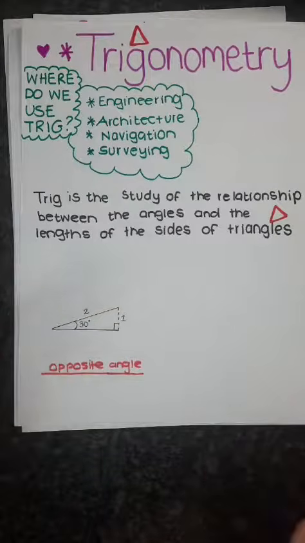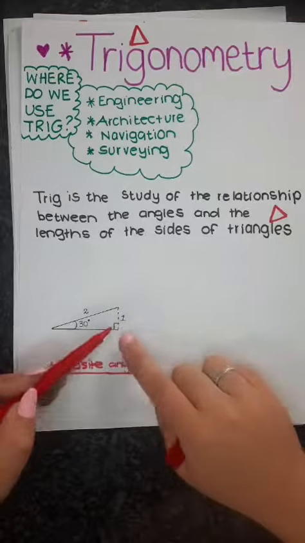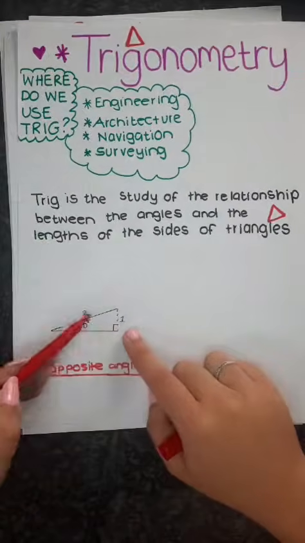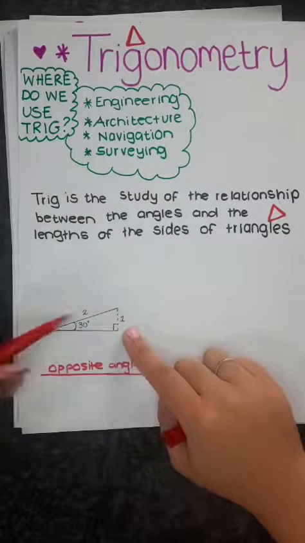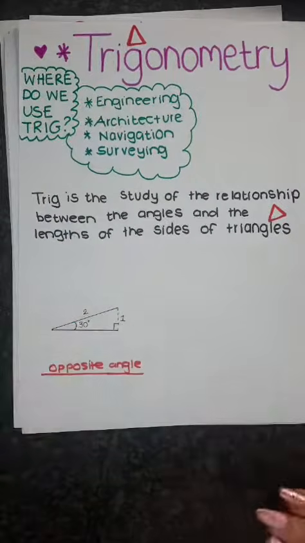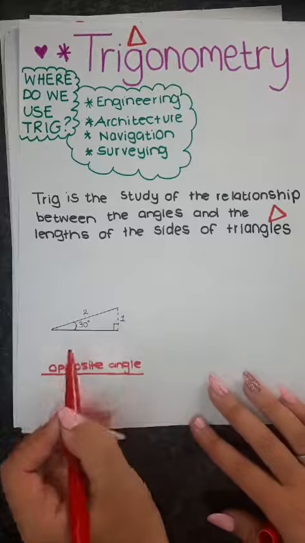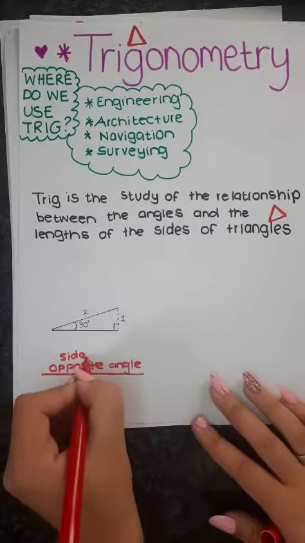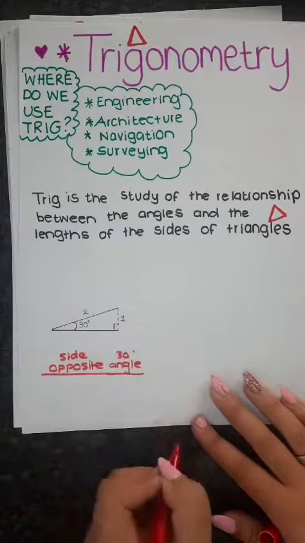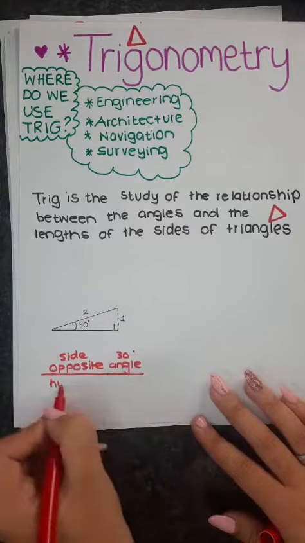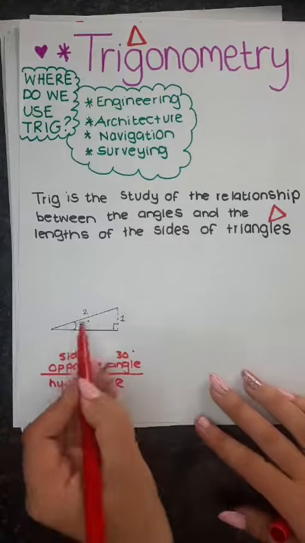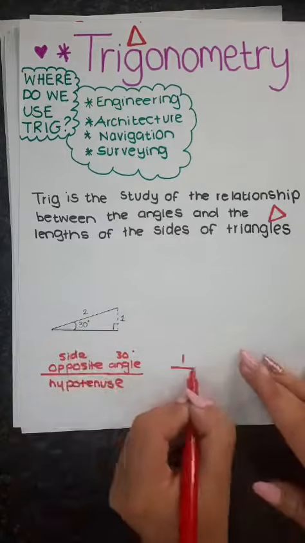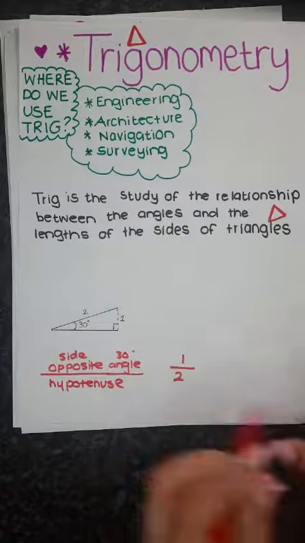Okay. Everyone on the live right now, what is the side opposite the 90-degree called? What is this side called? Opposite the right angle. Hypotenuse. So if I take the side opposite the angle, so opposite the 30-degree angle, and I divide it by the hypotenuse, what do I get? The side opposite the angle is 1. The hypotenuse is 2. I get a half.